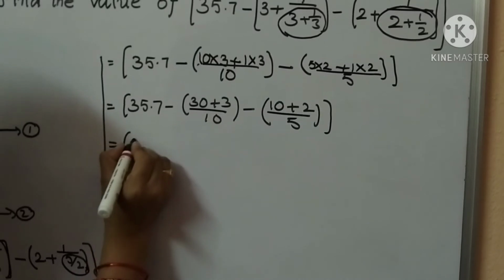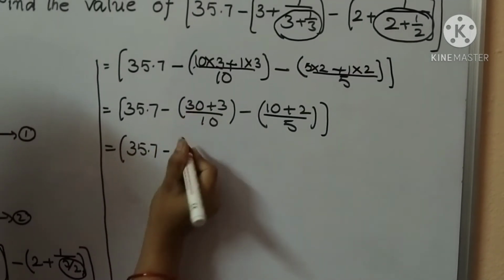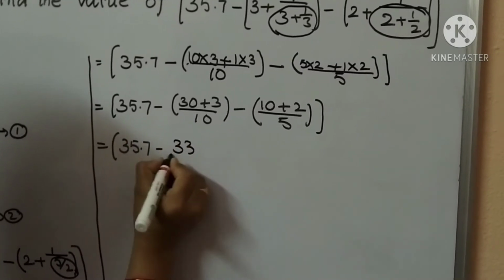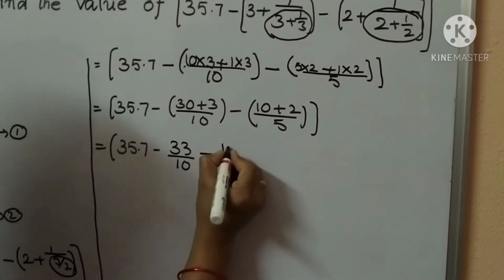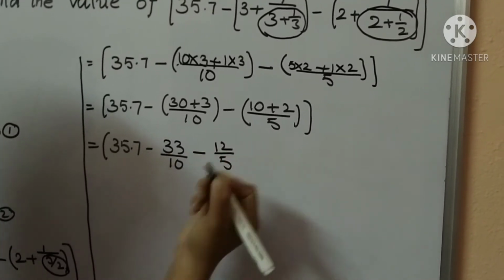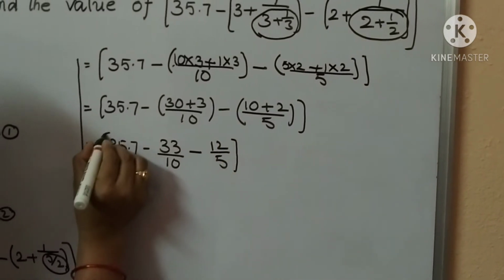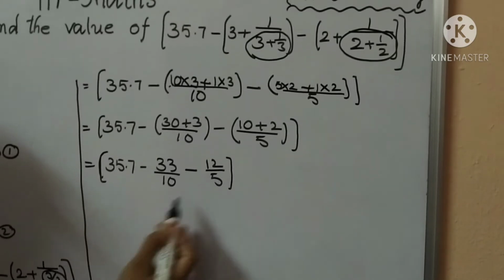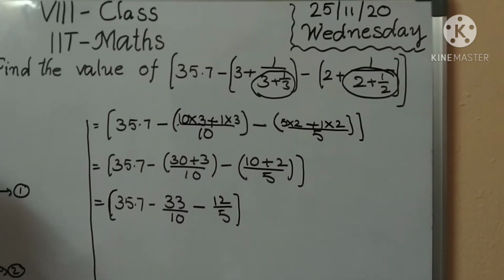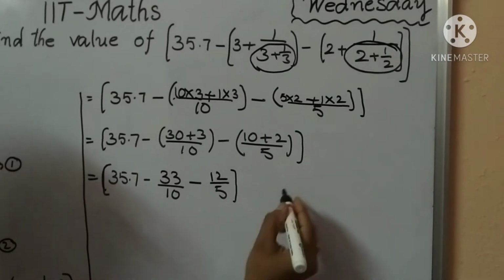Write the 35.7 minus 30 plus 3, 33 by 10 minus 10 plus 2, 12 by 5. Okay children, so there are also fractions. The first term is a decimal number and the remaining two terms are fractions, so we change them to decimal numbers.